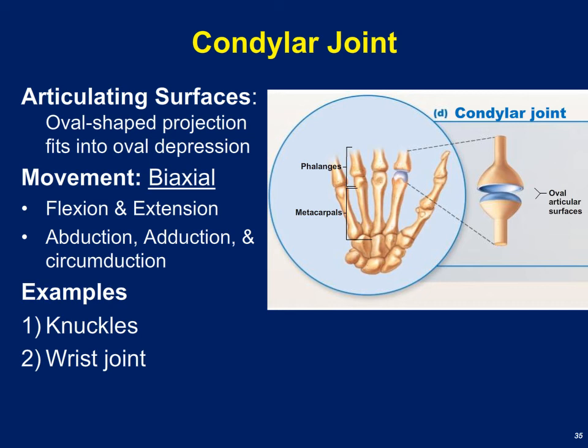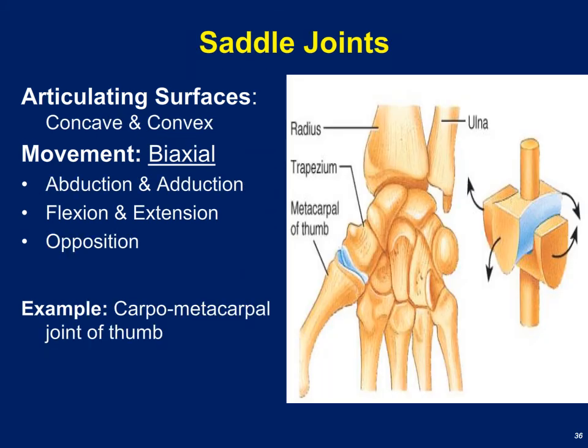Think about the movements you can do with your phalanges. You can do flexion and extension. You can also do a little bit of abduction and adduction and maybe even some circumduction. So this is an example of a biaxial joint. Another example of a biaxial joint is a saddle joint. In a saddle joint, we have a deeply convex process going into a deeply concave receptacle, and this allows biaxial movement. The example of a saddle joint here is the carpometacarpal joint of the thumb.